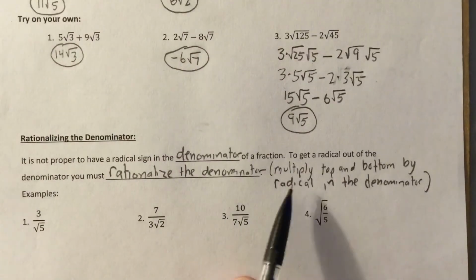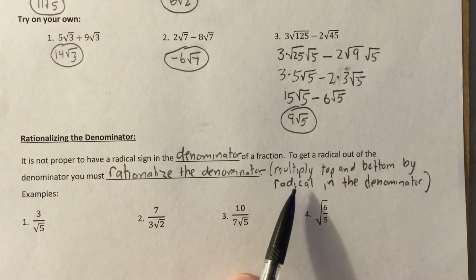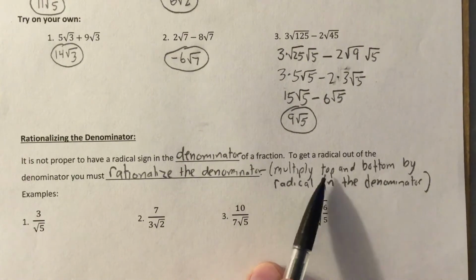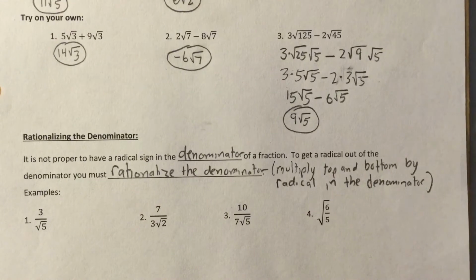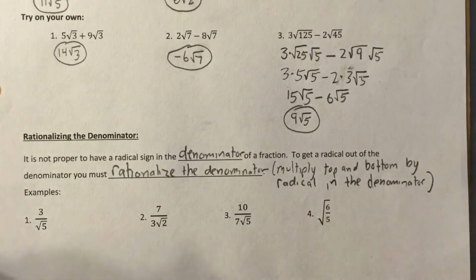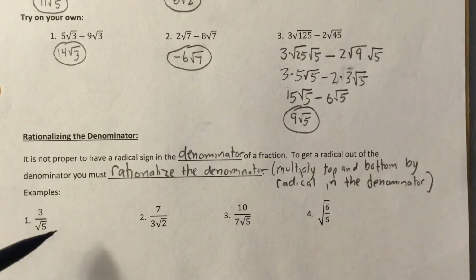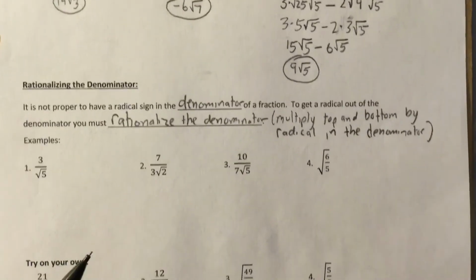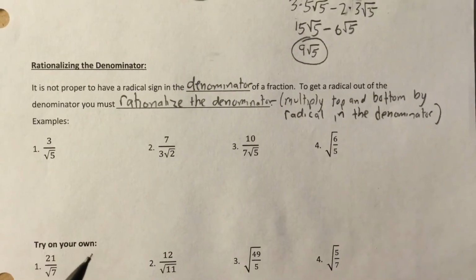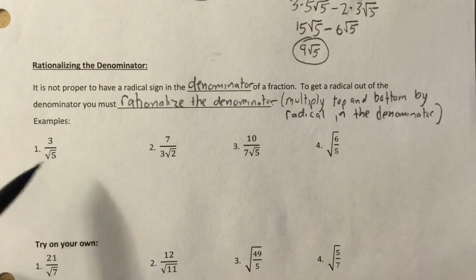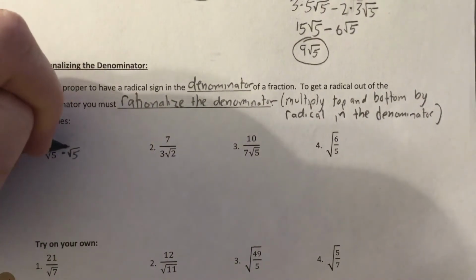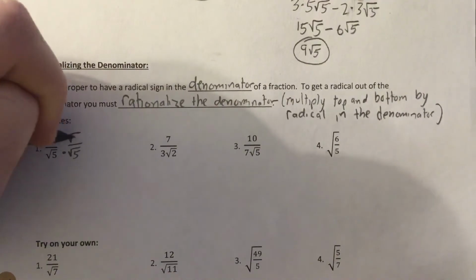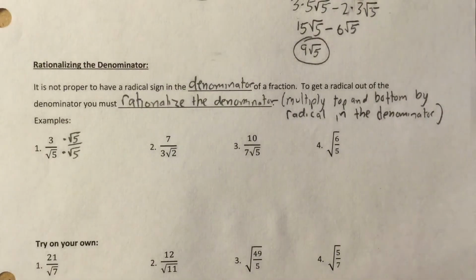All right, so that's how you rationalize. Whatever the radical is in the bottom or the denominator, you multiply the top and bottom of the fraction by whatever that radical was in the denominator. So as we look at number 1 here, I have a radical in the denominator, which again is not properly simplified. So the radical in the bottom is root 5. And so to rationalize that, we multiply the bottom by root 5, and whatever we do to a fraction, we have to do to both the top and the bottom.